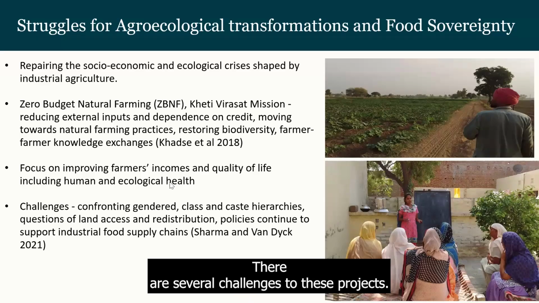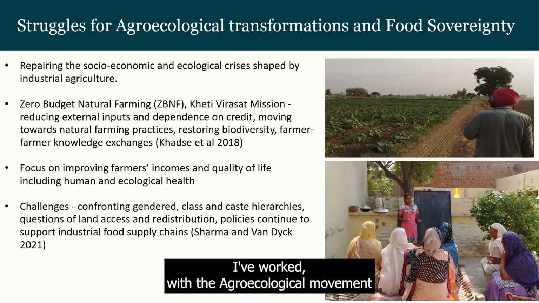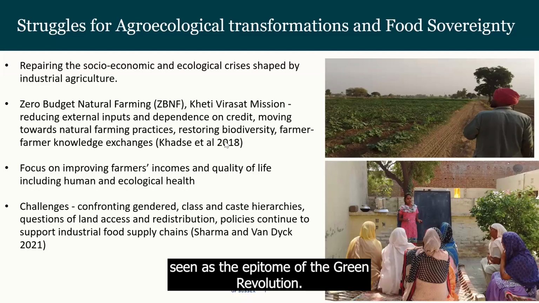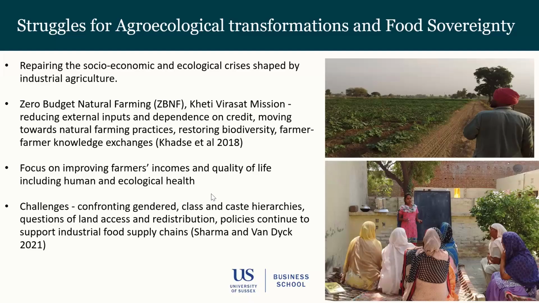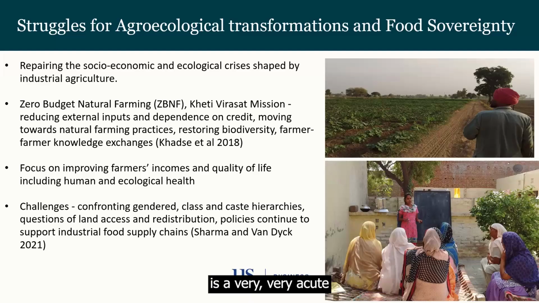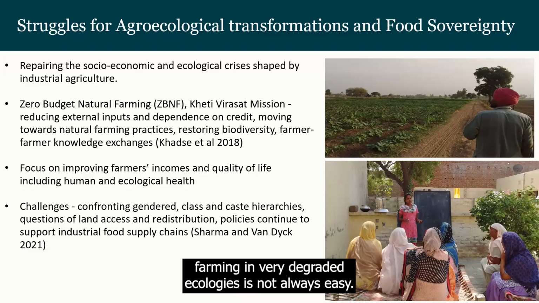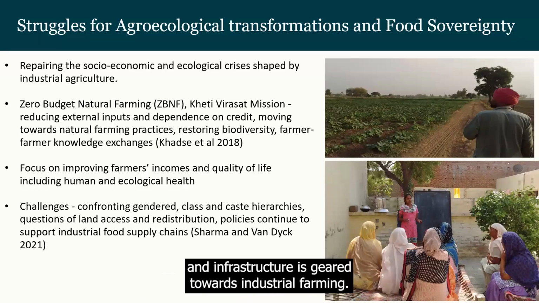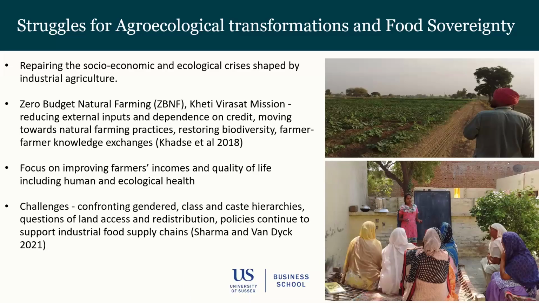There are several challenges to these projects. I've worked with the agroecological movement in Punjab, which was seen as the epitome of the Green Revolution, and where the challenge of transformation is a very, very acute one, because shifting to natural farming in very degraded ecologies is not always easy. It's also not easy when the policy support and infrastructure is geared towards industrial farming.